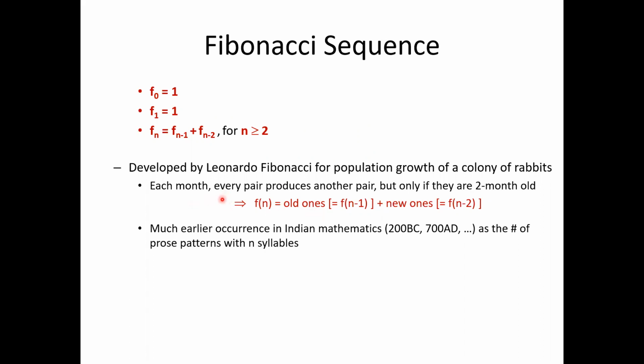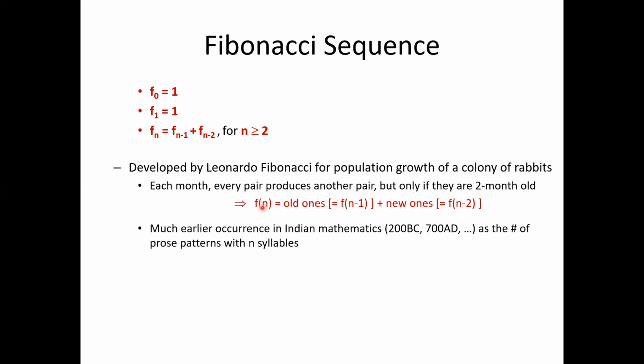Fibonacci posed the following problem. You have a bunch of rabbits, and if they are 1 month old, they're too young to replicate. But after that, every pair of rabbits will get together and create an offspring. And so he just approximated like this. Every pair produces another pair, and that happens every month, but only if they are 2 months old.